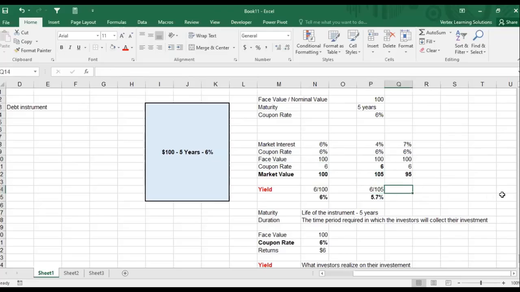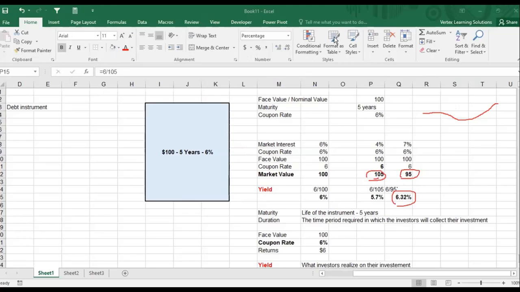In the next year, again, the coupon is 6 and the investment value is 95. So 6 divided by 95. So what do we get? 6 divided by 95, we get 6.3%. If you pay attention now, the yield has gone up. So my yield was, first it was 6, then it went down to 5.7, and then it went up to 6.3. And the changing factor was the market value. The market value of the bond was affecting my yield.